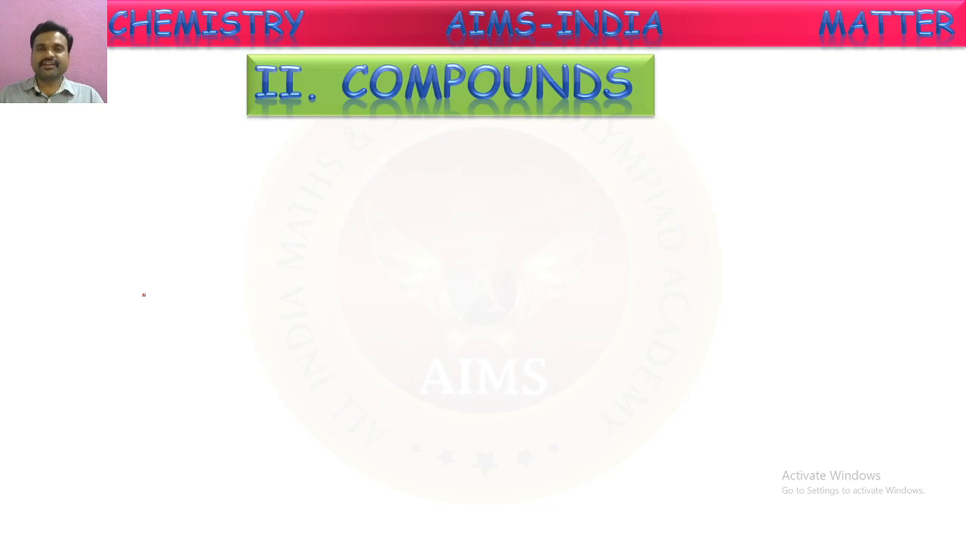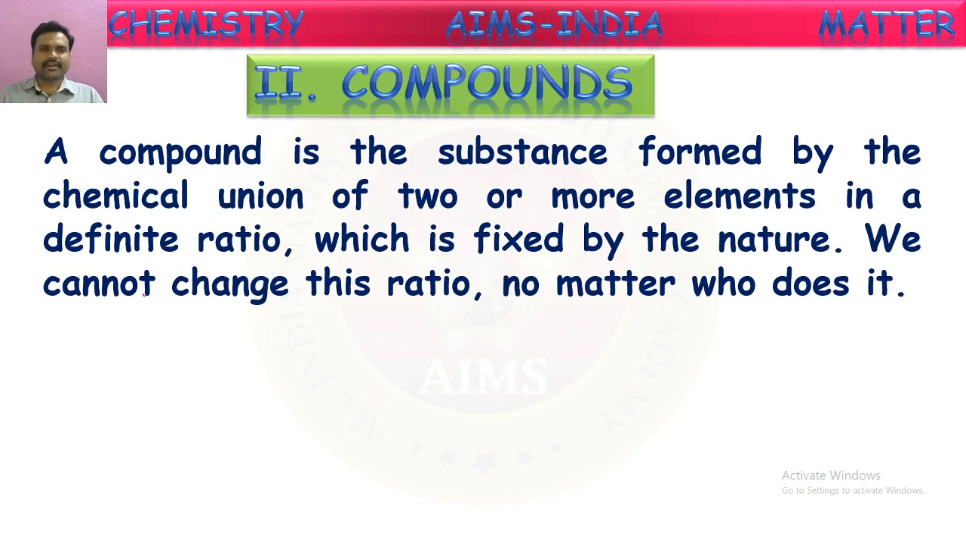Next, about the second category of pure substances, that is compounds. A compound is a substance formed by the chemical union of two or more elements in a definite ratio, which is fixed by nature. Yes, compounds are formed by the combination of two or more elements chemically. There, the combination is in a fixed ratio. This is done naturally. We cannot change this ratio, no matter who does it. So, however it is formed, we cannot change this ratio. A compound has always a fixed ratio of elements in it.